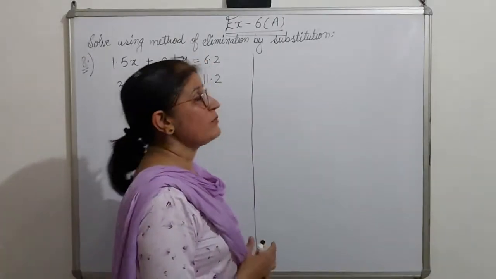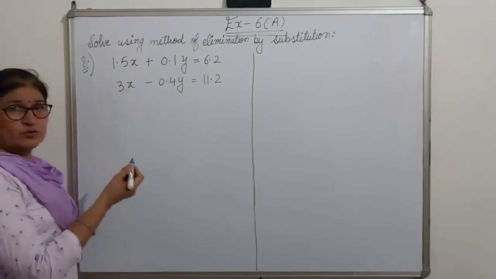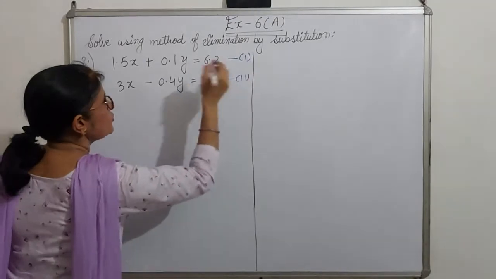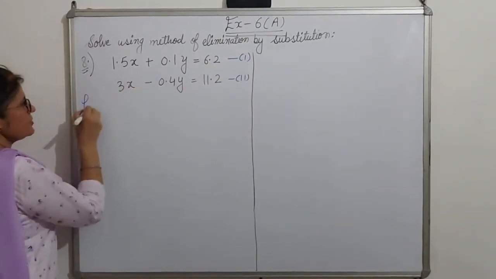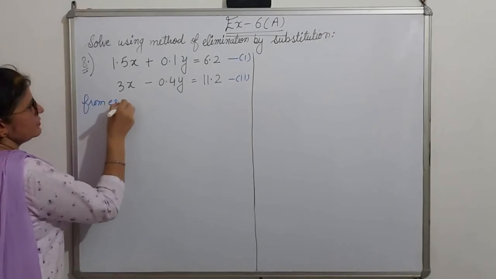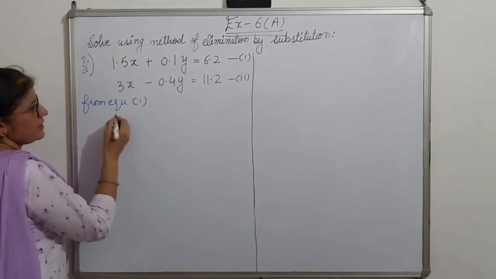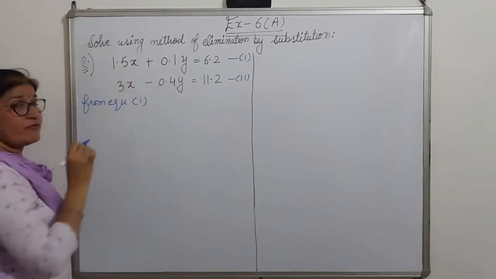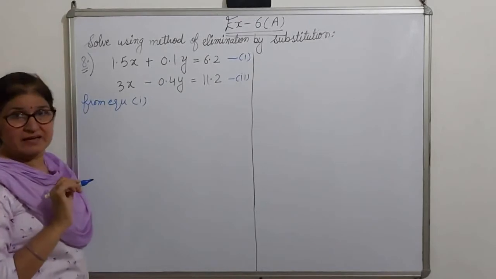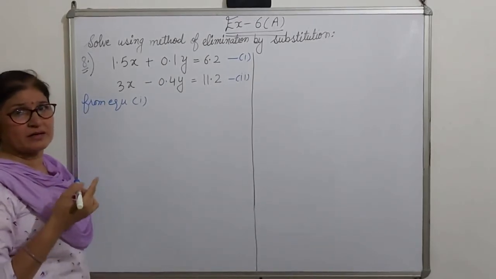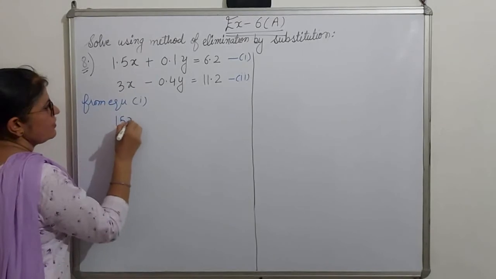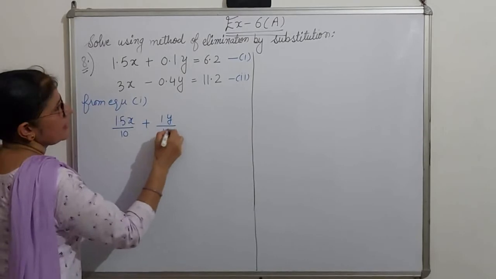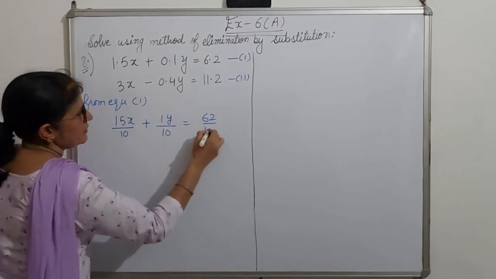Now we will do question number 8. Two equations are given. So this is equation 1, this is equation 2. From equation first, what is in first? It is in decimals. So we remove decimals. If we have one decimal, it means we have to take 10. If two decimals, then we have to take 100. Okay. So 15x over 10, here 1y over 10, 62 over 10.